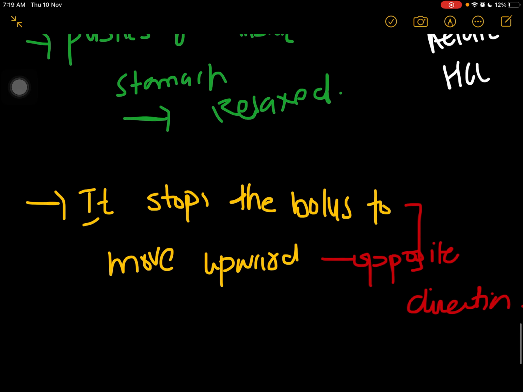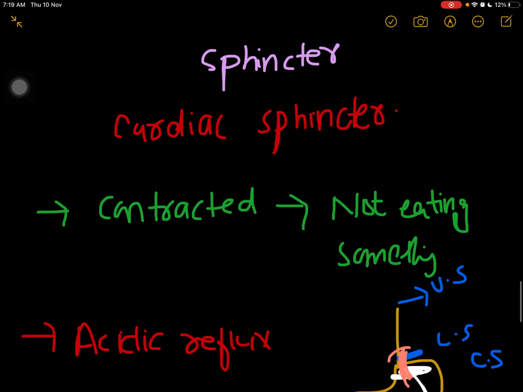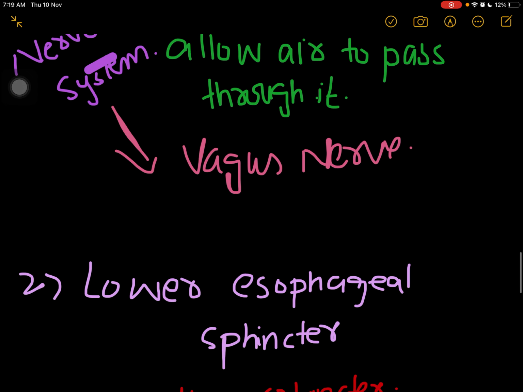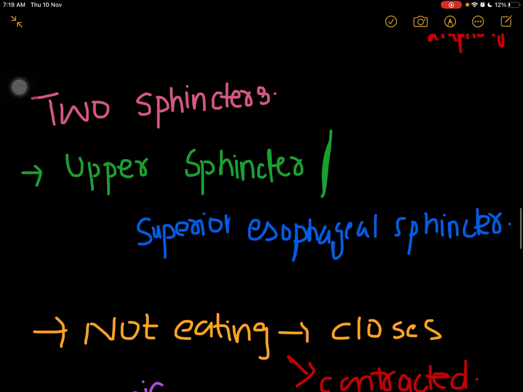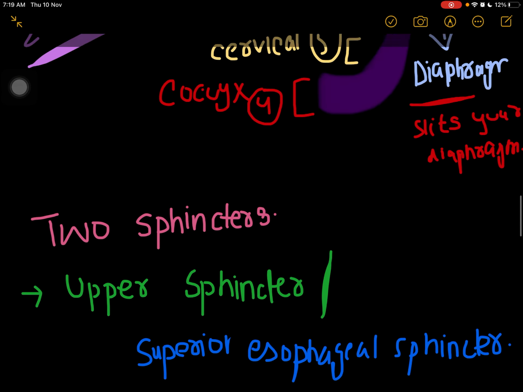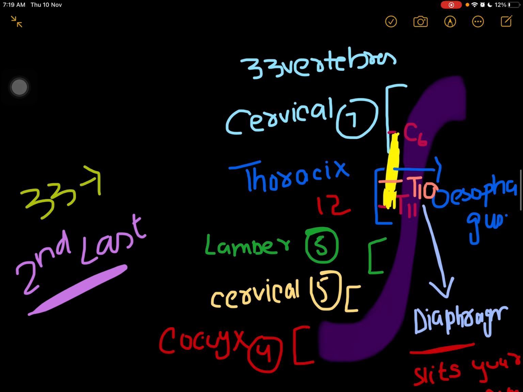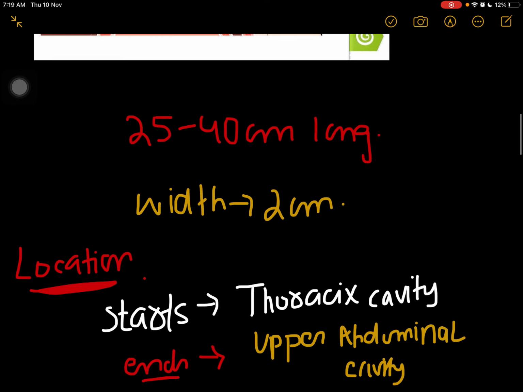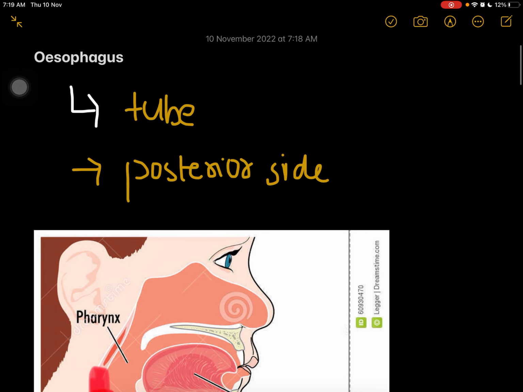So I hope the sphincters are clear to you, the cardiac sphincter and the upper sphincter or superior esophageal sphincter, right? And the location of the esophagus too. So now in my next video, we'll be talking about the muscles of the esophagus.